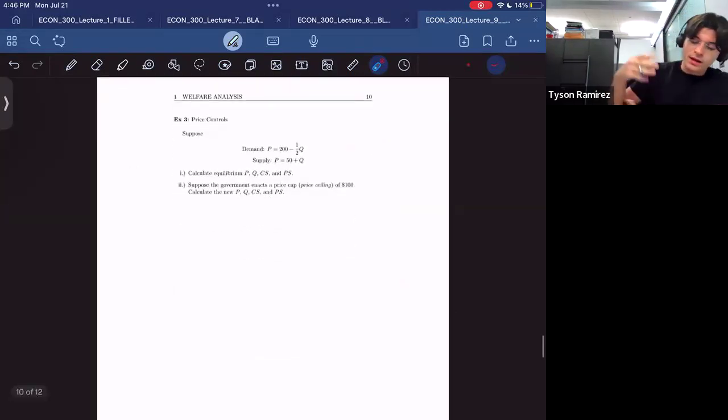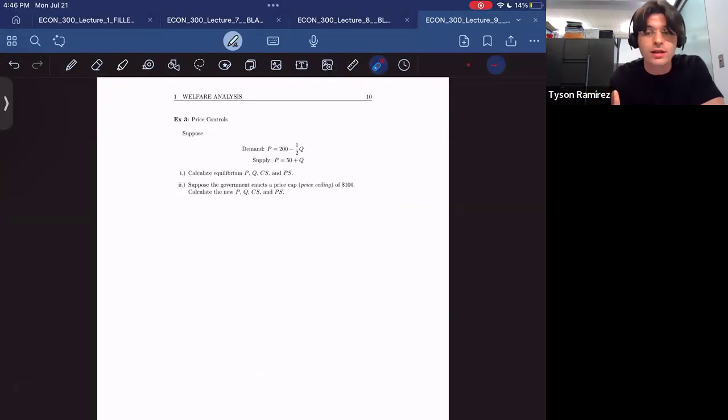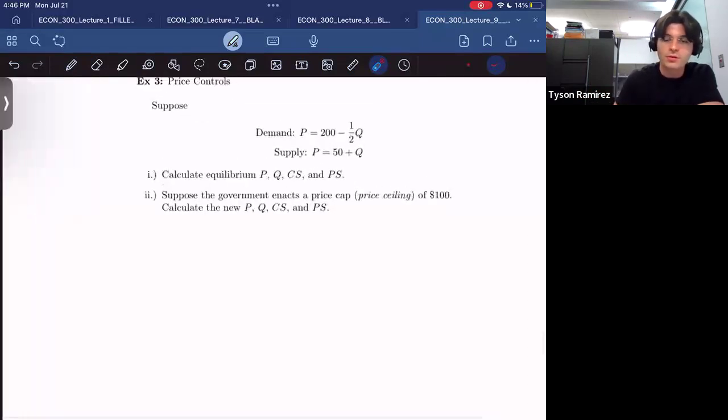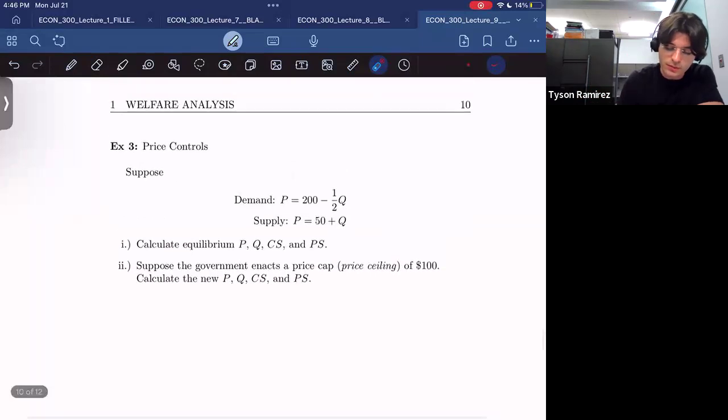Now, how do we consider price controls? This is when the government or regulators want to interfere with the market, not through direct taxes or subsidies, but by putting caps on things. A price ceiling is a cap. Ceiling means you can't go higher than that. A price floor is the minimum, a baseline. So we will consider what happens when we have a price ceiling.